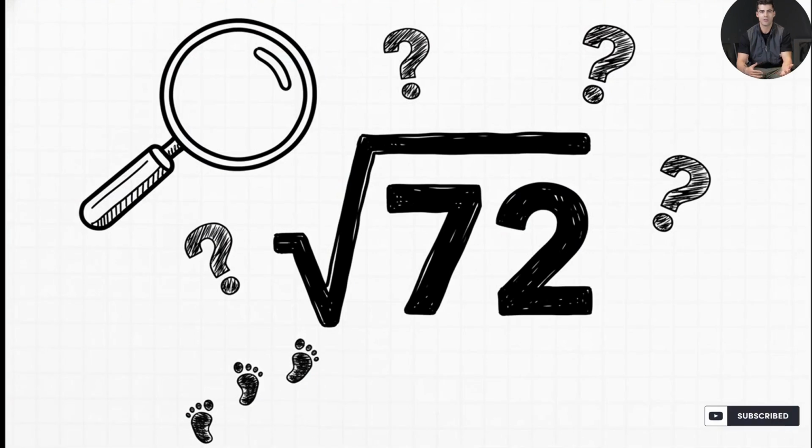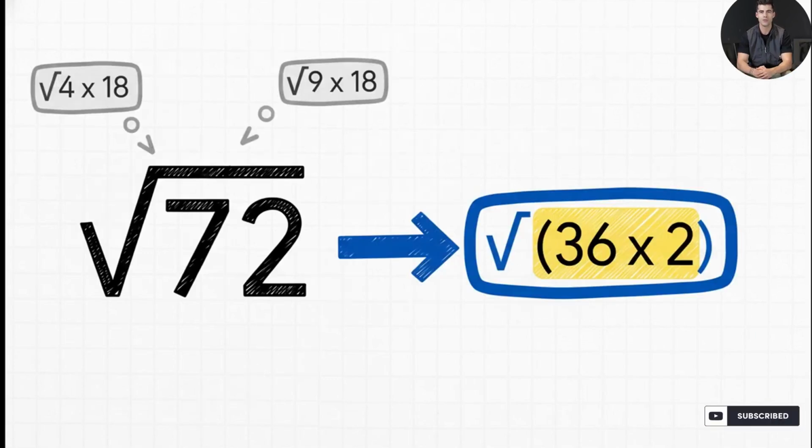Let's start with a classic, the square root of 72. You'll see this number pop up all the time. So, applying our strategy, what's the very first step? That's right, we're going on a hunt for the largest perfect square factor. So what is the biggest perfect square that divides evenly into 72? You might think of 4, or maybe 9, and those do work. But the biggest one, the real prize, is 36. So we're going to rewrite the square root of 72 as the square root of 36 times 2.